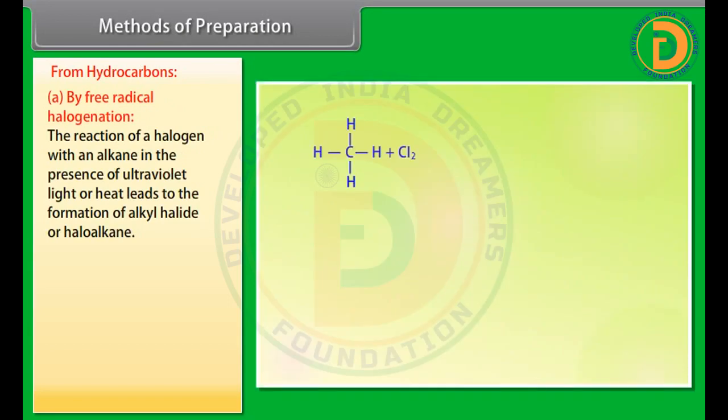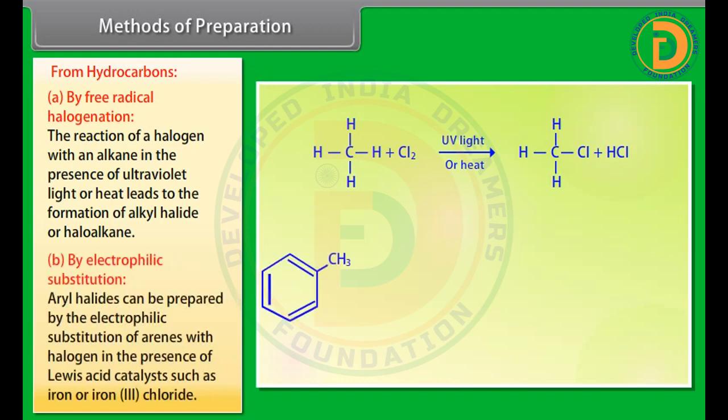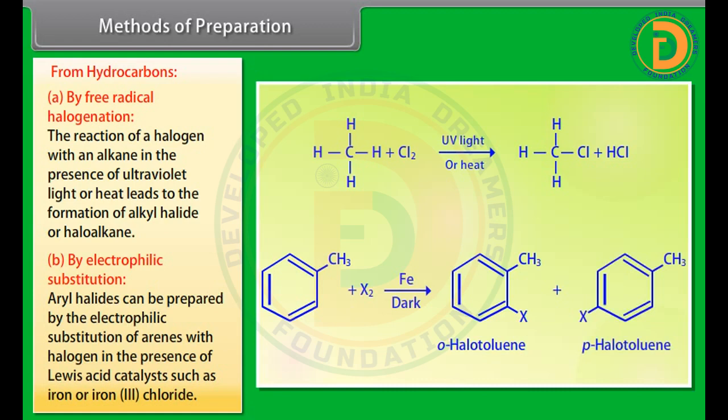By free radical halogenation. The reaction of a halogen with an alkane in the presence of ultraviolet light or heat leads to the formation of alkyl halide or haloalkane. By electrophilic substitution. Aryl halides can be prepared by electrophilic substitution of arenes with halogen in the presence of Lewis acid catalysts such as iron or iron(III) chloride.